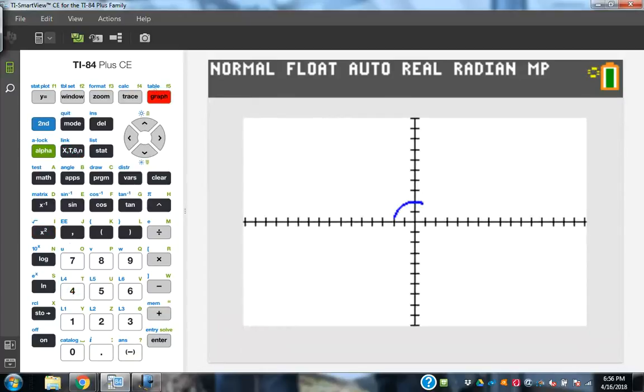I'll show you that graph. Makes a circle. That's what that makes.